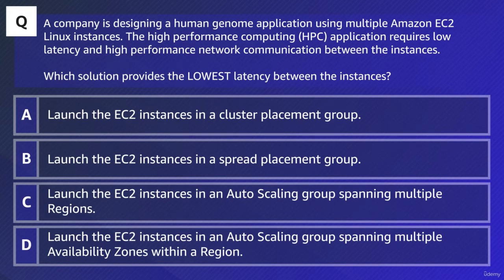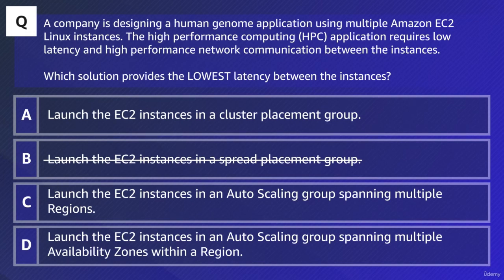Starting with A, this recommends that the instances be placed into a cluster placement group. Knowing that this style of placement group is specifically designed to launch instances physically near each other for low latency network performance, this already sounds like a great option. But before you go ahead and move on, always make sure there isn't a better solution. Response B proposes that the instances be launched into a spread placement group. Knowing that a spread style placement group is designed for availability and not to reduce latency, this is not better than A.